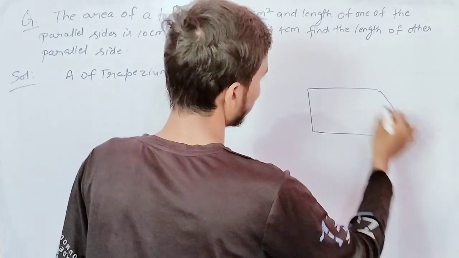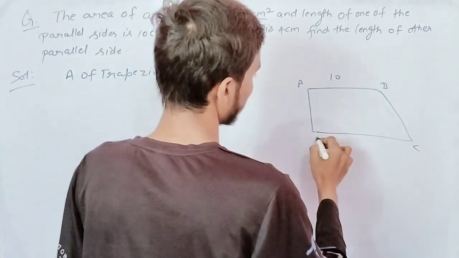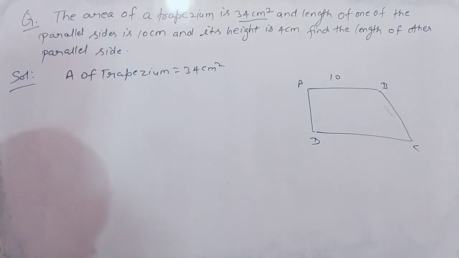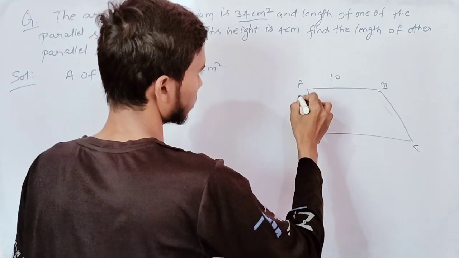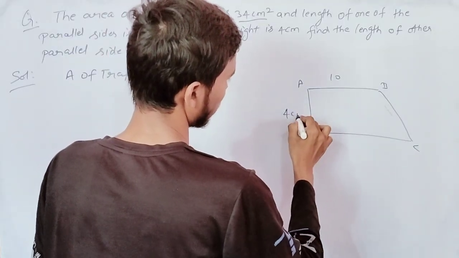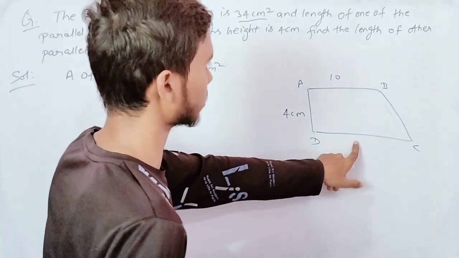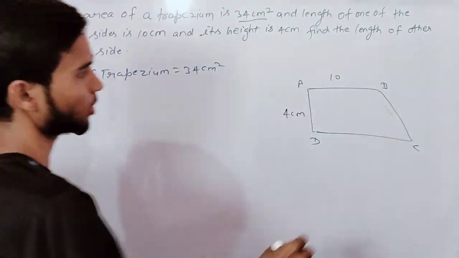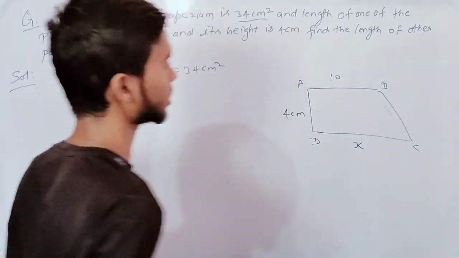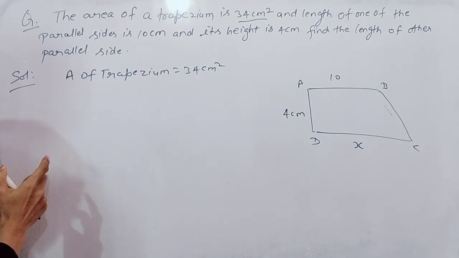If this would be 10, then okay, C, D, and its height is 4 centimeter. Find the length of the other parallel side. We don't know this, let's say this is x. Area of a trapezium becomes what?